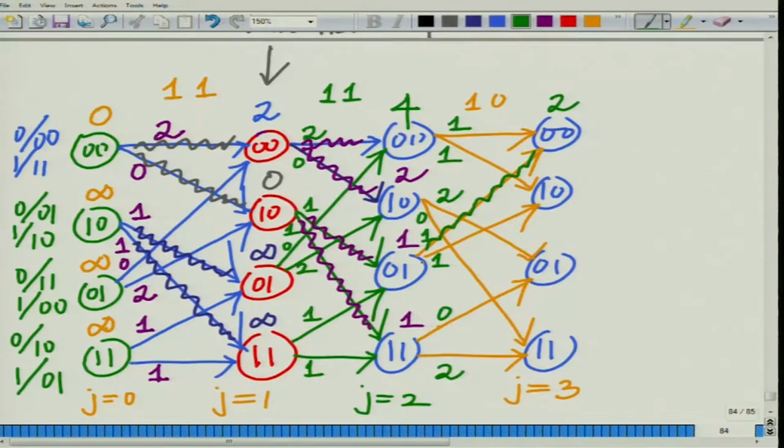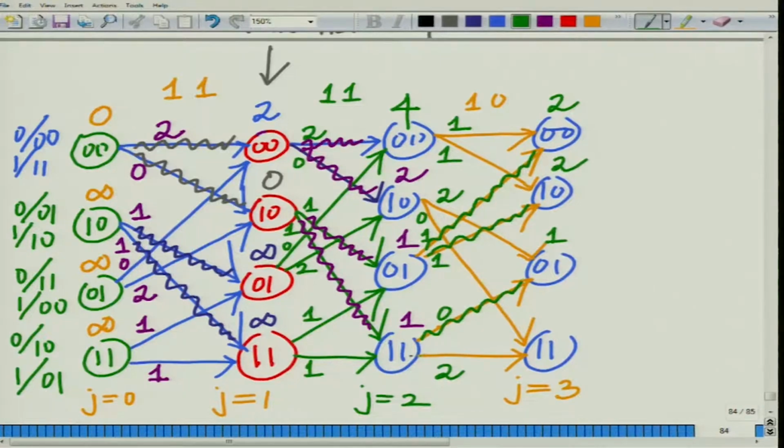To 1 0 the minimum is either 1 plus 1 or 4 plus 1, once again it is 2, and it comes from 0 1. The minimum distance to 0 1 is either 2 plus 2 from 1 0 or 1 plus 0 from 1 1. So the minimum is 1 plus 0, that is 1, and that comes from 1 1.